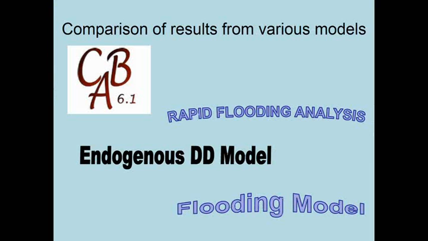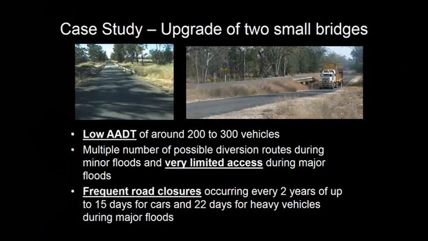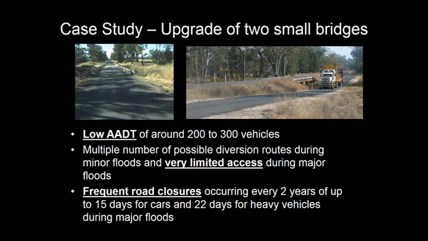So I'm now going to have a look at a number of different models and what sort of results they're producing when we look at flood immunity. So we've got the model here, which is Transport and Main Roads, call it their main model, and that is CBA 6.1. I've also got a rapid flooding analysis model, and I've got another one which is an endogenous demand model. So we can look at the results produced by these models and see how they differ and why they differ. In order to test these models, I've got a case study here just to have a look at.